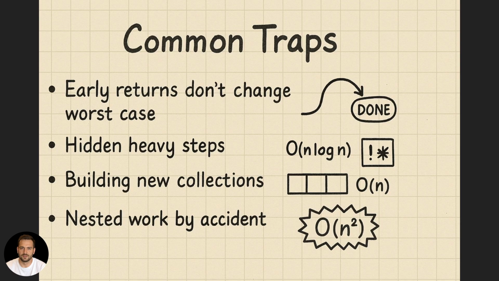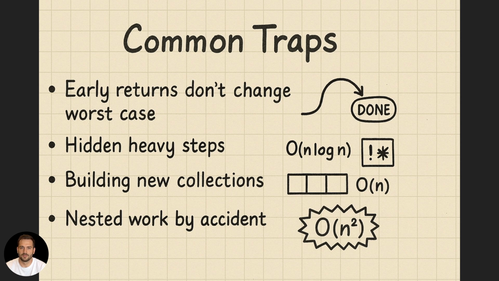Common traps and how to avoid them. 1. Early returns don't change the worst case. If your solution sometimes stops early, still explain the worst input. 2. Hidden heavy steps. Sorting is O of n log n, even if the rest is tiny. A complex regular expression can be expensive. Mention the big step out loud.